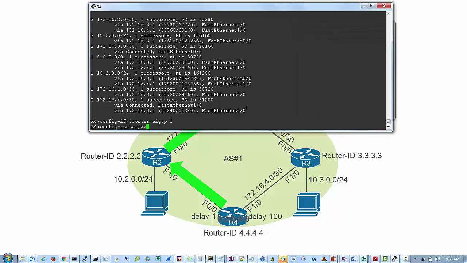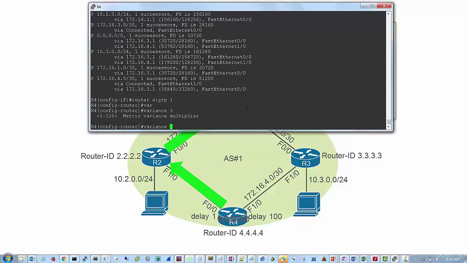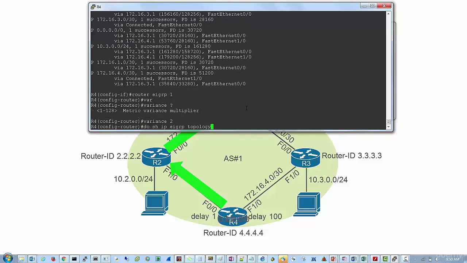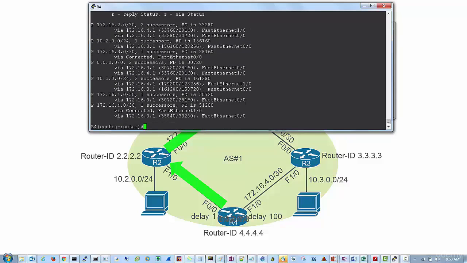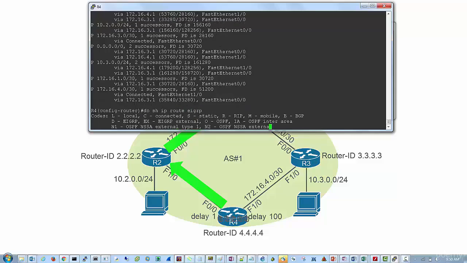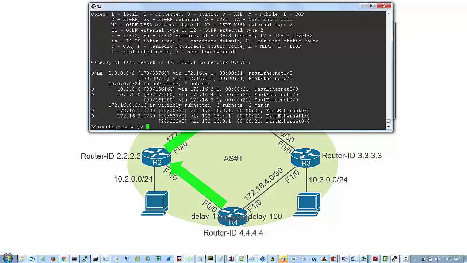So you just say variance and then a value between 1 and 128. We'll say 2. And look at that, we now have 2 successors because, like we just explained, the feasible distance times the variance is more than this path. So I bet you we have 2 routes in the routing table again for the default route. And we do, even though they're unequal cost.